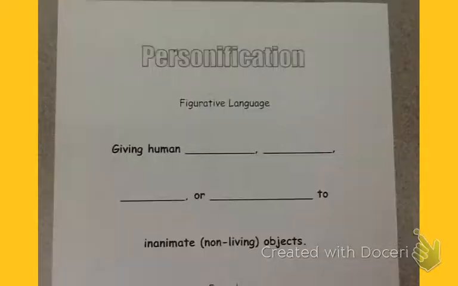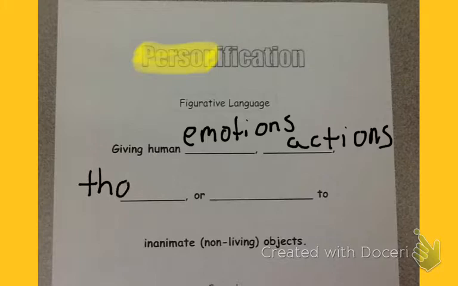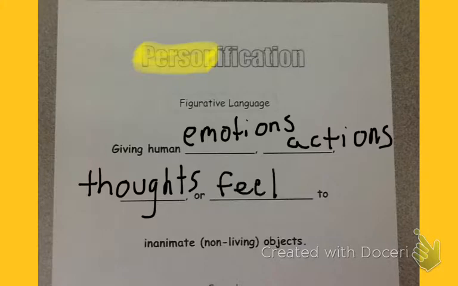The next one is personification. And the word you need to notice in this title is person. If you can remember the person in personification, you will be good. Personification is giving human emotions, actions, thoughts, or feelings to inanimate objects. Inanimate means not living.